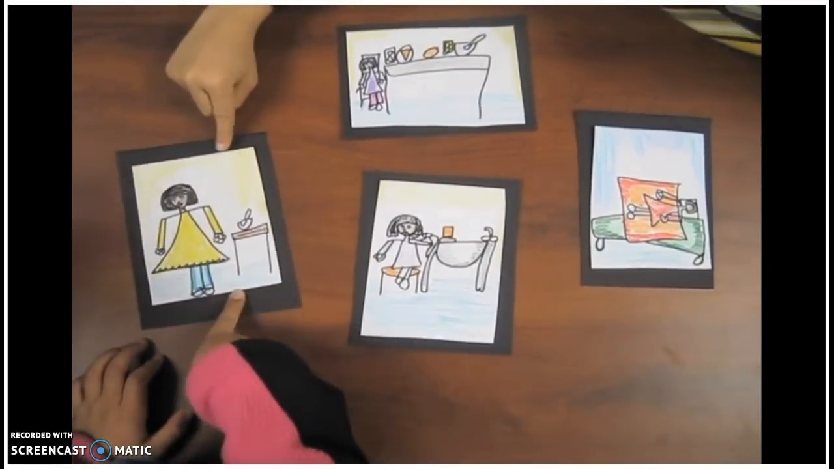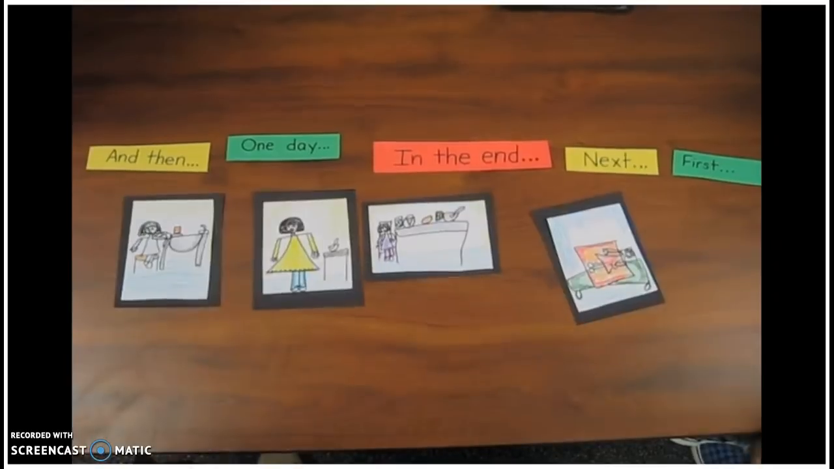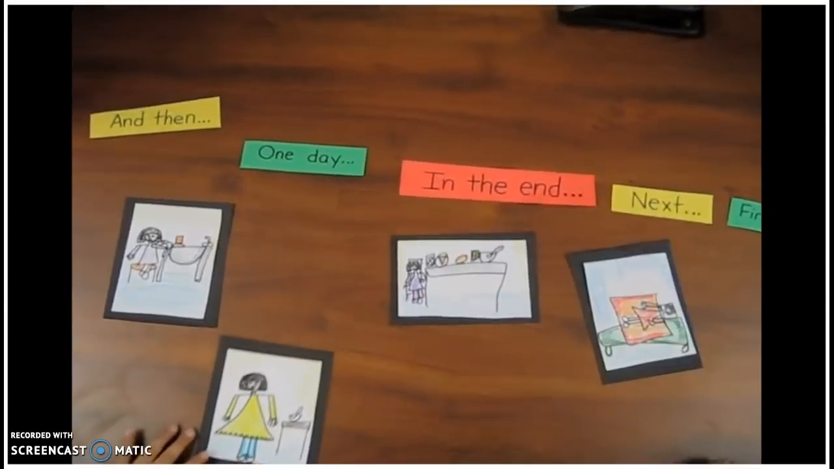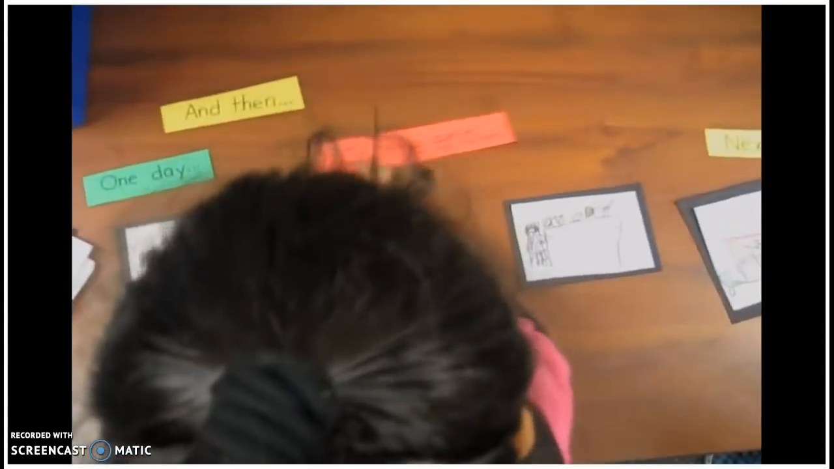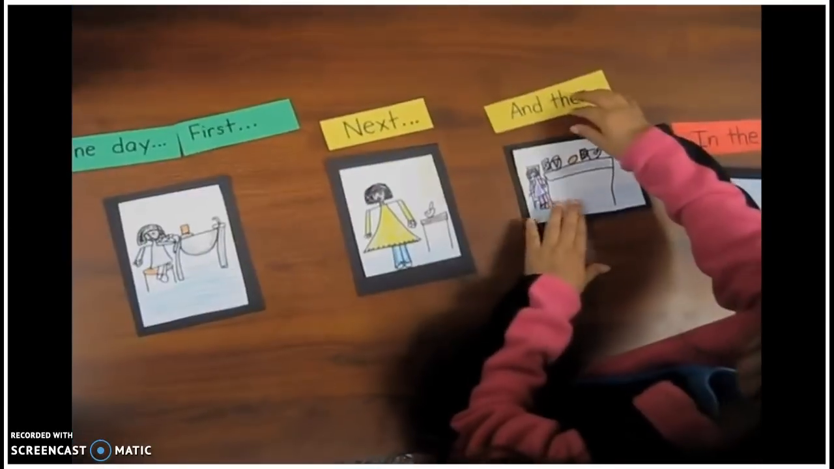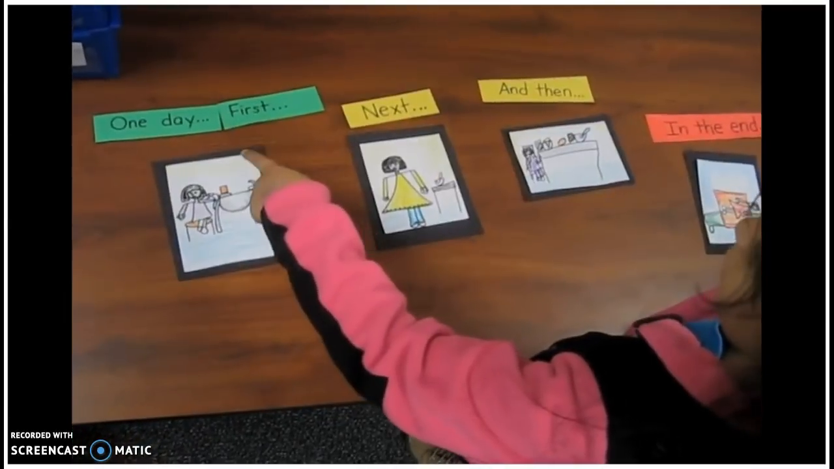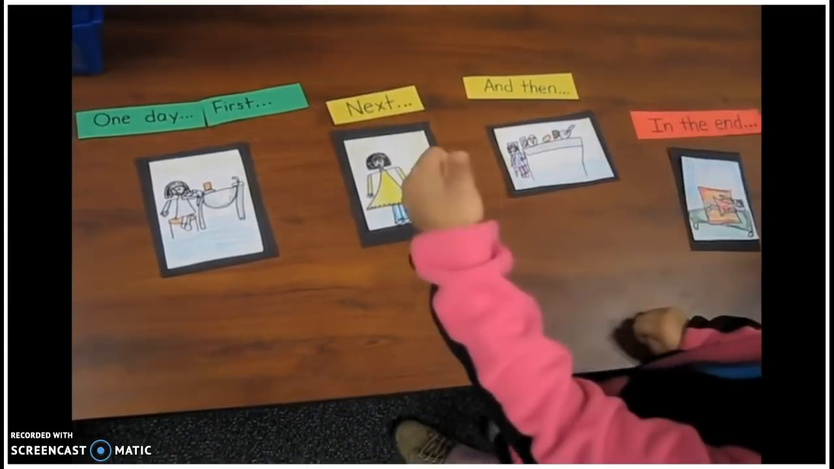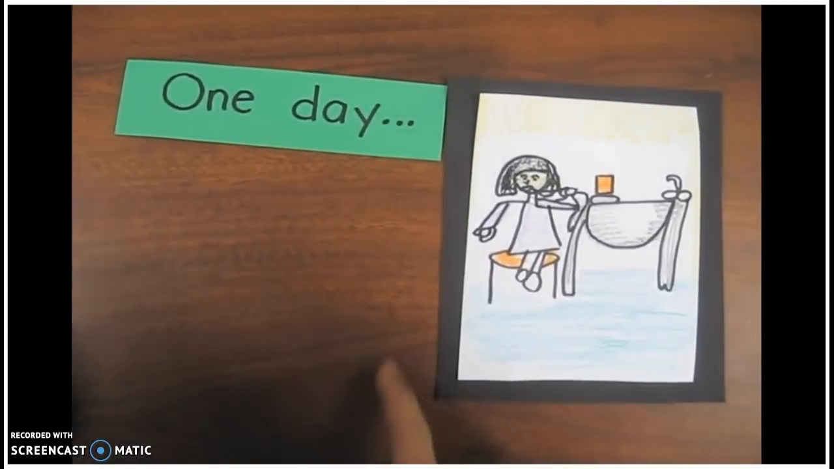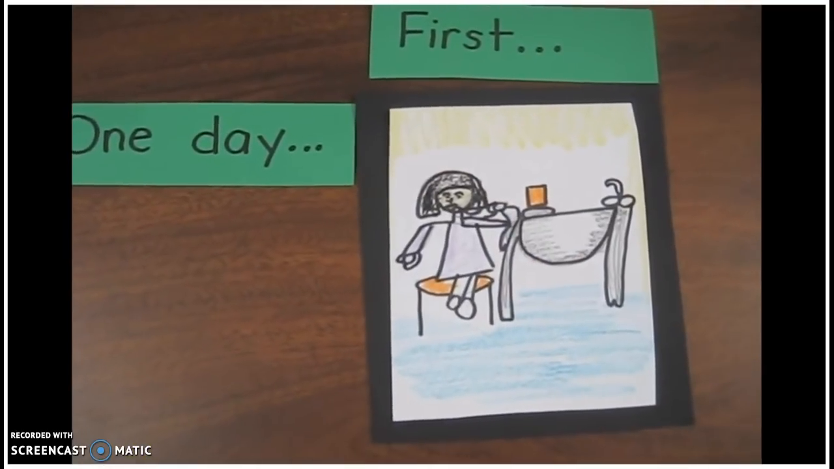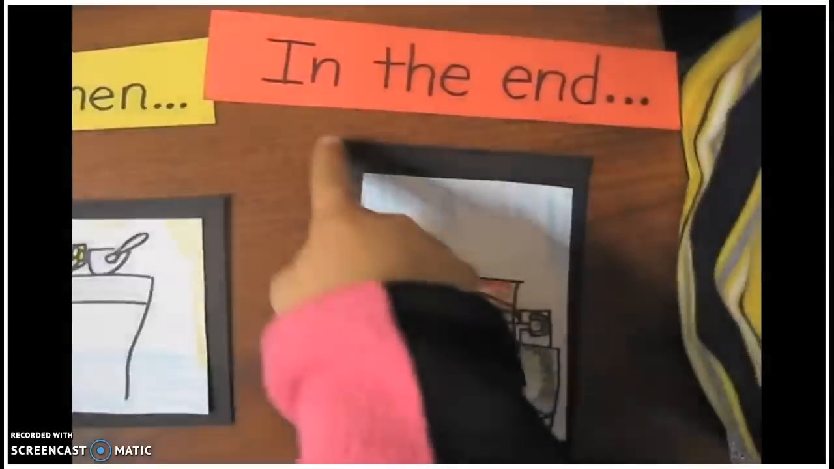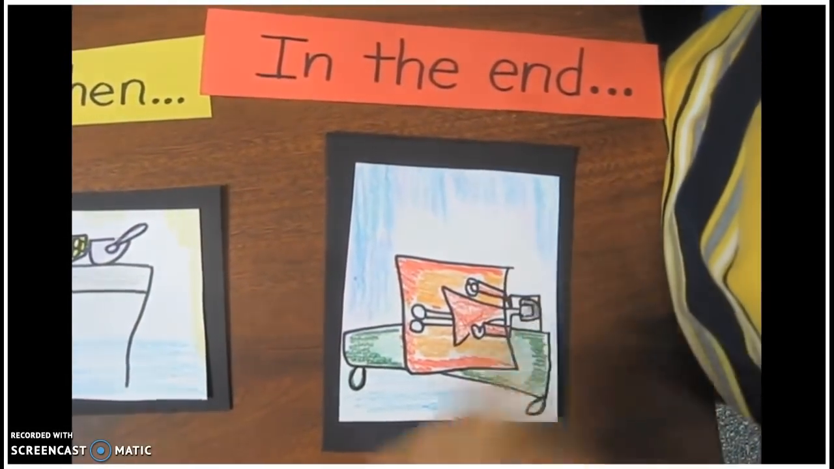I'm going to tell the story of my day. Look, the sequence of events is out of order, but I will put it in order. One day, I woke up. First, I brushed my teeth. Next, I ate breakfast. And then I had lunch. In the end, I went to sleep.